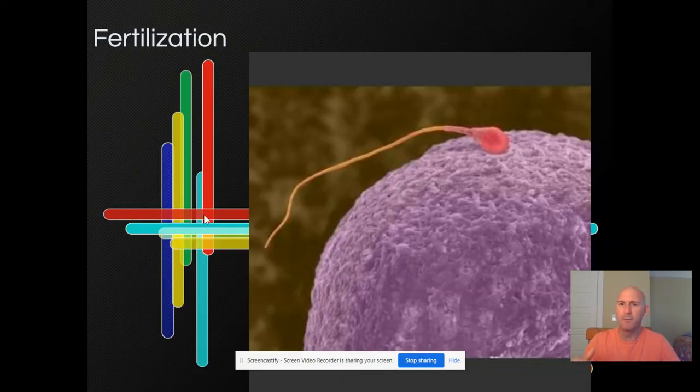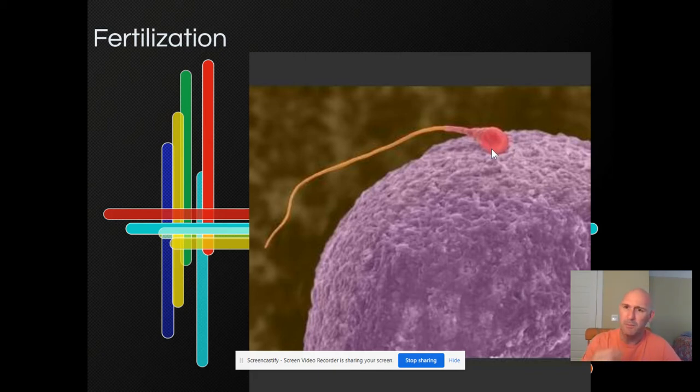Let's go through the fertilization process, and then we'll jump back in a second. So fertilization is just the process of going from two gametes, which are haploid, to a single zygote, which would be a diploid cell, a 2N cell. Right, so you can see we have our gamete here, which is our egg. Right, we have our sperm.